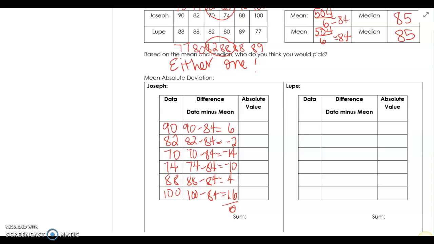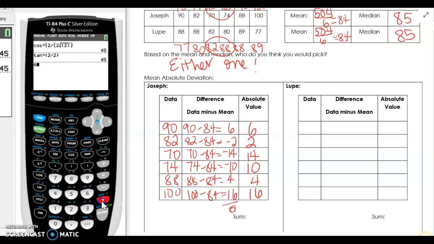So now when we find absolute value, that's obviously going to change because now we're not worried about whether the data falls above or below. We're just worried how far from the mean it sits. So this is 6, 2, 14, 10, 4, and 16. Those are my positive values. So I'm going to add up those things. And my sum is 52.